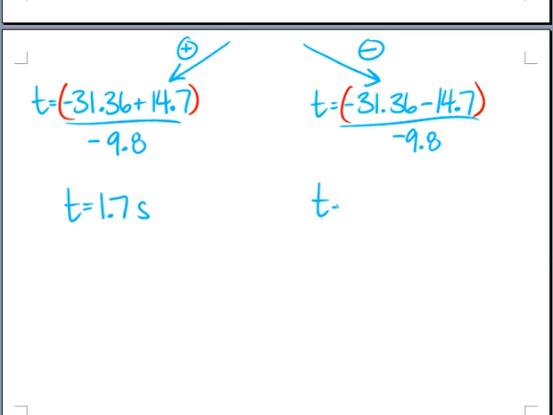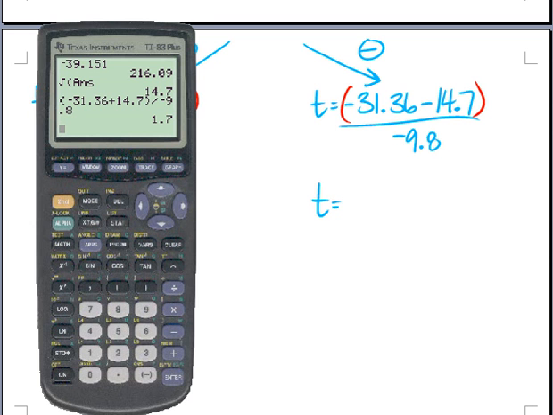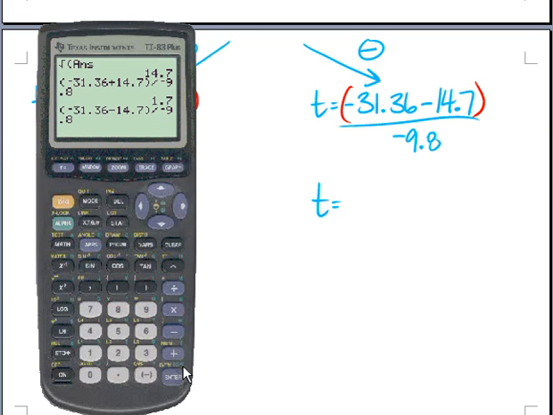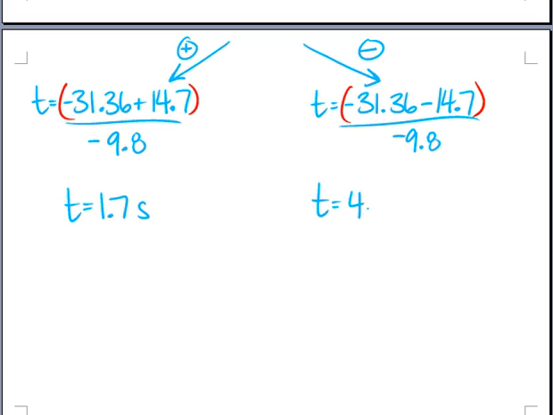And then on the other side, we're going to do the subtraction. Again, watch those brackets. Negative 31.36 minus 14.7, bracket that up, divide by negative 9.8, 4.7. So we get two answers, and now we have to sort out which one is the answer. And the answer to that question is yes. What? What's going on? No, Mr. Heinrich, is it 1.7 seconds or 4.7 seconds? Which one is it? Yes.